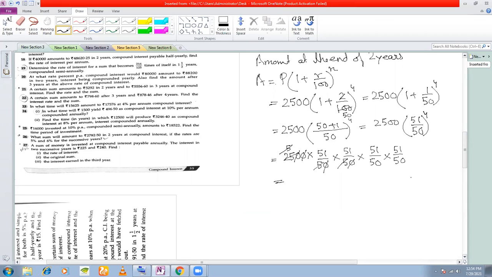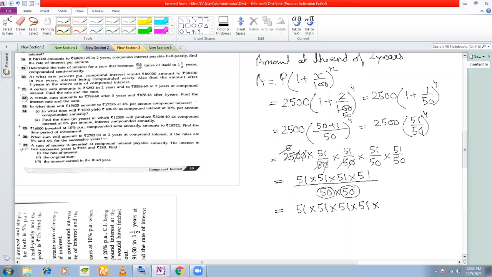Okay, so how much do you get here? You get 51 into 51 into 51 into 51 divided by 50 into 50. Okay, so now what you do, because as I told you, it is always convenient to keep zeros in the denominator. I want to make this 50 into 100, and I also want to make this 50 into 100. So what do I do? I multiply the numerator and denominator by 2 twice.